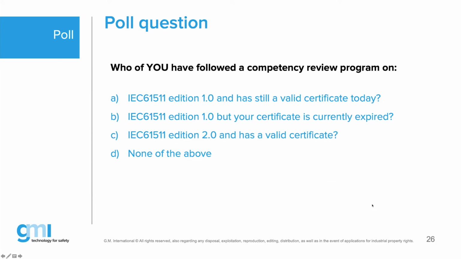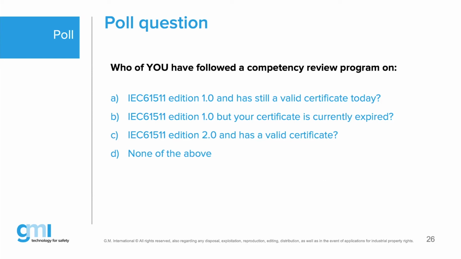Yes, I am closing the poll and showing the results. Okay, so we have here 13% that followed edition 1 and still have a valid certificate, which I would say is good on you. Because edition 1 was out in 2004, that means no matter when you followed the competency, it had to be done before 2016, because as of 2016, we have edition 2 out. So you were not allowed to give a competency review program after 2016 referring to edition 1.